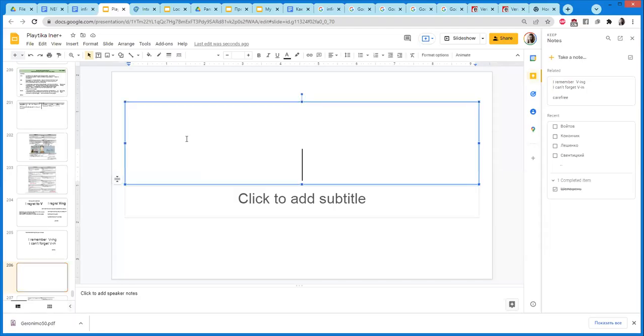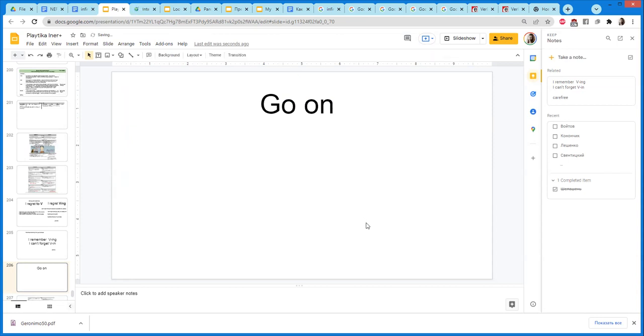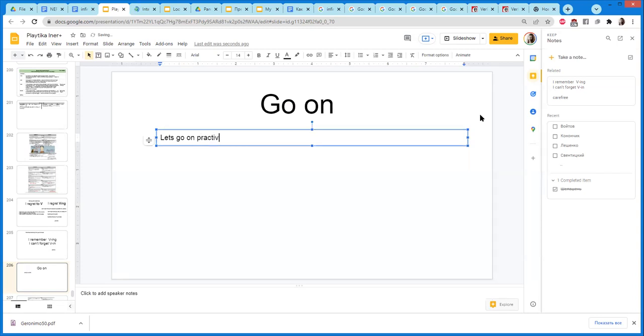Go on. I want you to practice go on doing something. Let's go on. Давайте продолжим практиковать наши глаголы. How would you say this? Let's go to practice verbs. Once again, everybody write this sentence in the chat. Давайте продолжим практиковать наши глаголы. Let's go on practicing, because practicing is a single action. Let's go on practicing our verbs until 10 p.m.